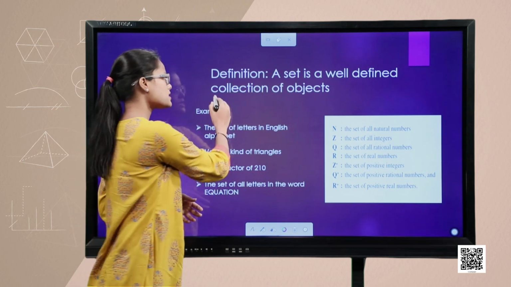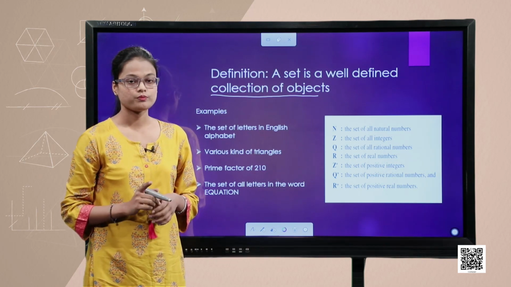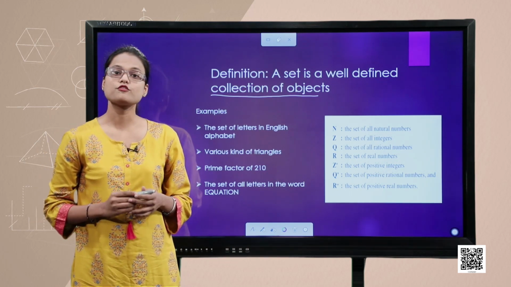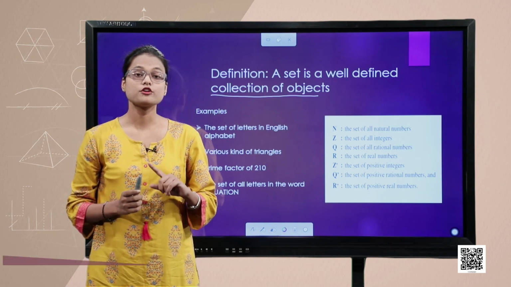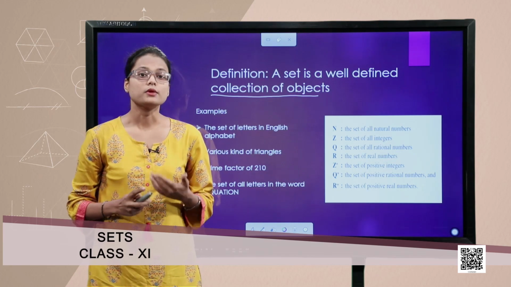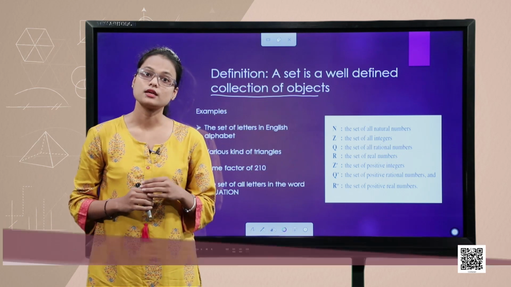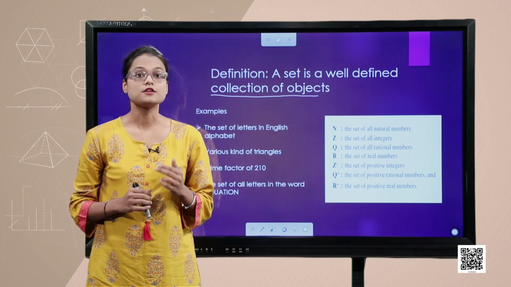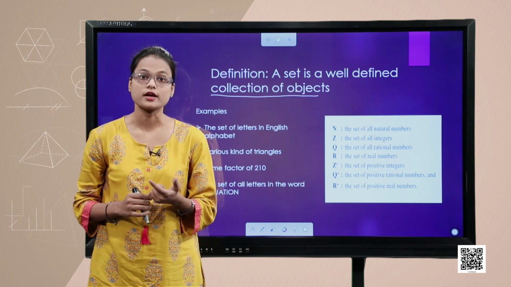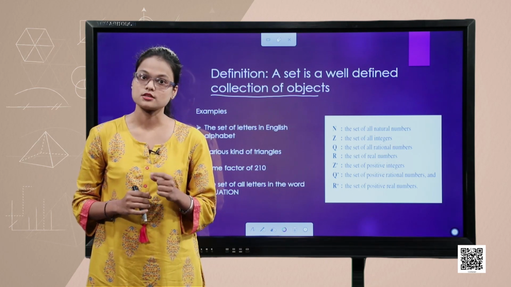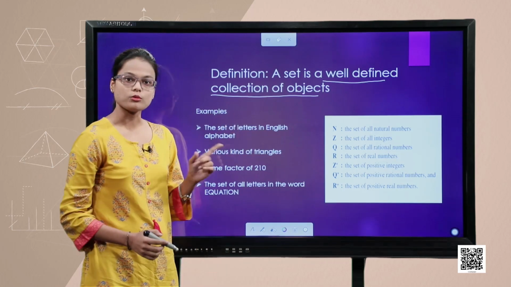So, can we say any collection of objects is a set? No. Let us take an example. If I say form a collection of lucky numbers, then this collection will differ from person to person. For me, suppose my lucky numbers are 1 and 2, and for you it may be 3. This collection is different for me and you. So, this collection is not well defined and hence not a set. So, a set is a well-defined collection of objects.